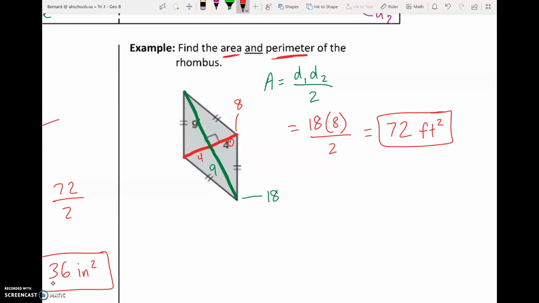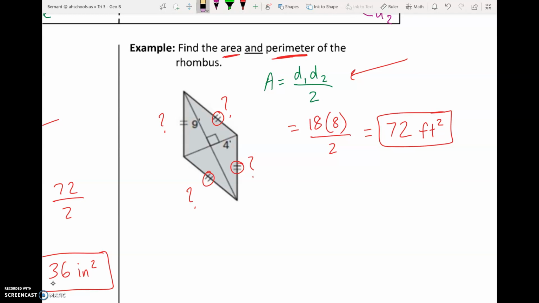Perfect. And again, we applied the diagonal 1 times diagonal 2 formula. Now, the issue on this problem, and I'm going to clean this up a little bit so we can do the perimeter part, is we don't know any of the sides, right? They're all question marks right now. However, one thing that's important is they're all the same, right? So whatever we do to find one of them, then we actually know all of them. They're just the same, right?